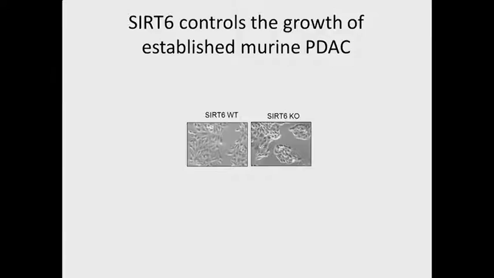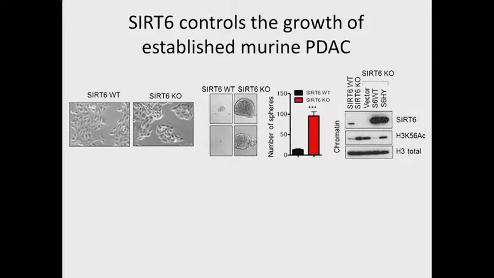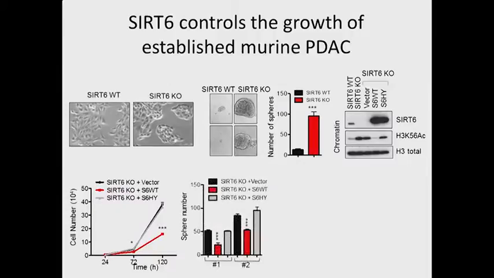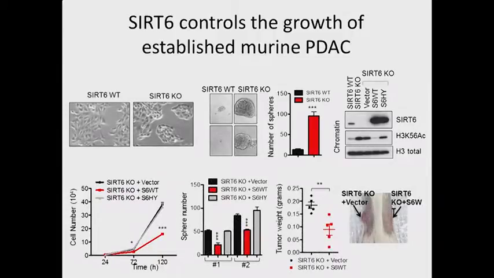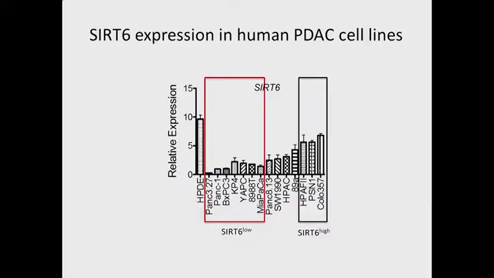I then wanted to determine whether SIRT6 controls the growth of established PDAC. So I made a series of murine PDAC cell lines from the tumors of our SIRT6 wild type and SIRT6 knockout tumors. And I found that the SIRT6 knockout cell lines had a greater propensity to form tumor spheres in low attachment conditions. I also found that the levels of H3K56 acetylation were much higher in the knockout, and this could be reduced by the re-expression of wild-type SIRT6, but not the catalytically inactive mutant. Restoration of wild-type SIRT6 led to suppression of cell growth in both 2D and 3D growth assays, as well as in vivo.